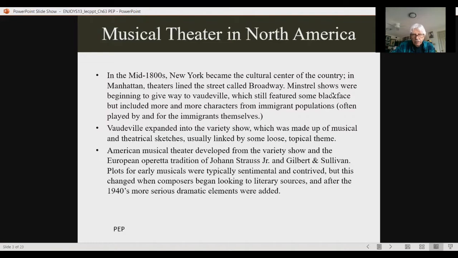Blackface, very weird part of American entertainment. You can't deny it, but it's also not something to be proud of.